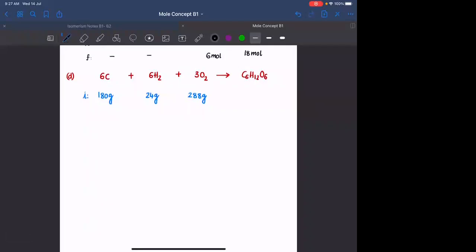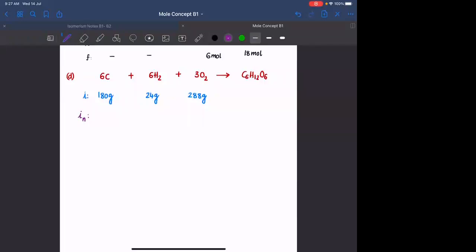Question D. 6C plus 6H2 plus 3O2 gives rise to C6H12O6. C indicates carbon, hydrogen, oxygen. They are combining among themselves to form glucose. C6H12O6 is glucose. The initial amounts given are 180 grams, 24 grams, and 288 grams. You need to understand the initial amount is given in terms of grams. If it is given in terms of moles, then only we can calculate K. Or else first you need to convert the given initial amount into initial moles.